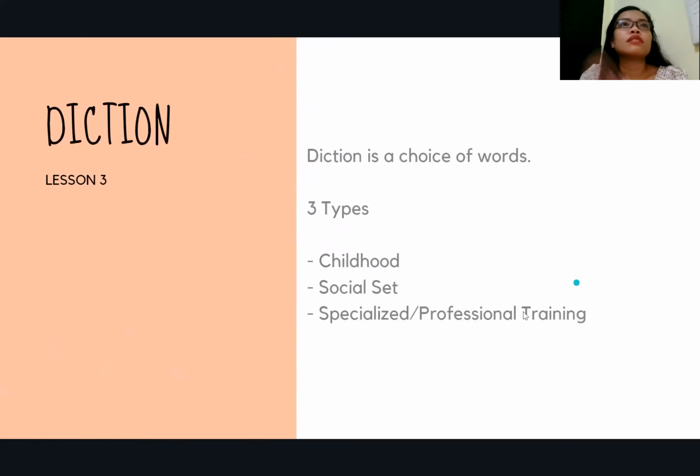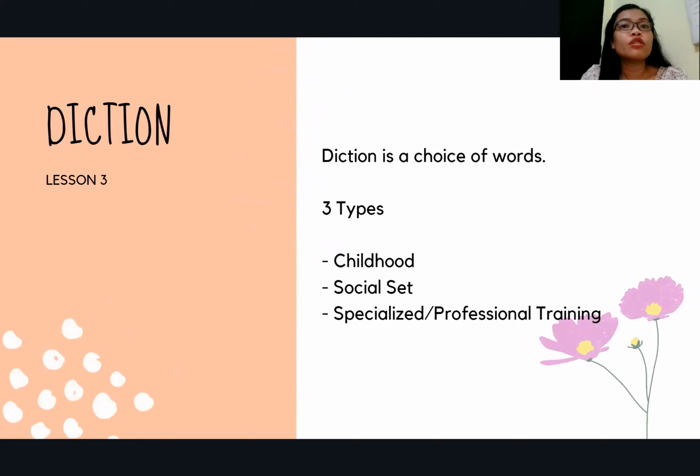And next, let's go to the third lesson, the diction. Diction is a choice of words. And so you know that we know already diction is a choice of words. Please remember. So we have three types. First is childhood, social set, and then the specialized or the professional training.